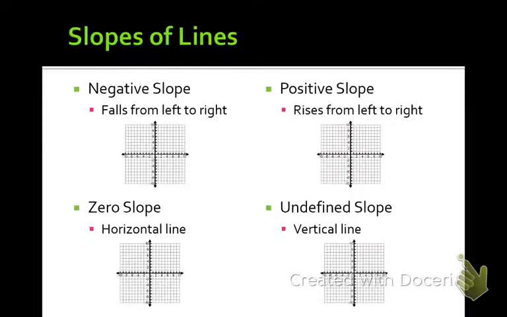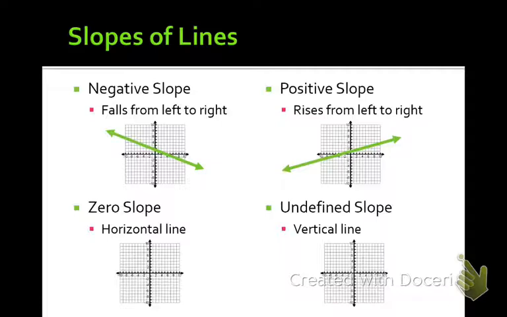A negative slope falls from left to right. A positive slope rises from left to right. So if you start here and you're going to the right, you're going downhill. That's a negative slope. You start here, going left to right, uphill, positive slope.